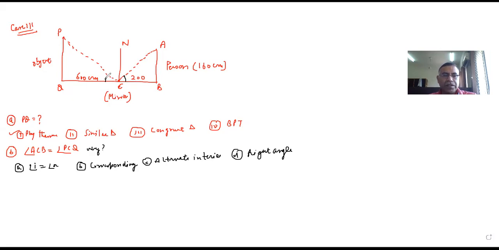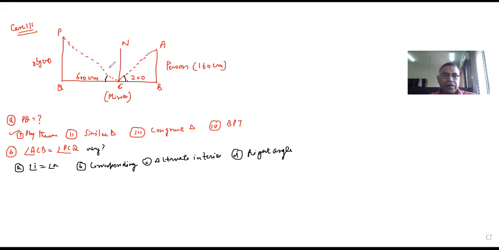Angle of incidence is equal to angle of reflection. Number 2, are these two corresponding angles? Number 3, are these alternate angles? Number 4, right angle. So Pavanveer is saying angle of incidence is equal to angle of reflection.